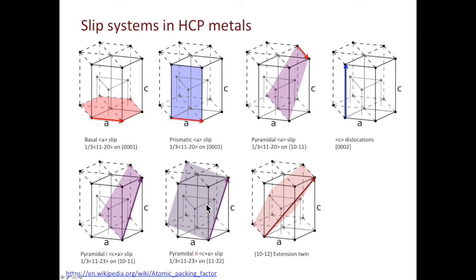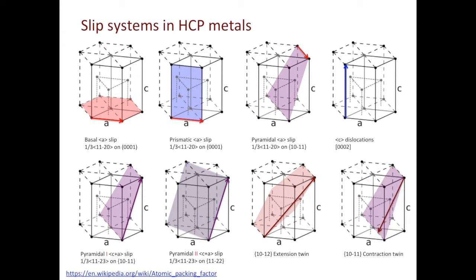In addition to dislocation activities, you can also have deformation twins. The extension twin has the twin habit plane 101/2, and it contributes to the C-axis extension. You can also have compression twin or contraction twin with the twin habit plane 101/1. Note the twin plane is the same as the pyramidal 1 plane. Contraction twins can accommodate C-axis compression.